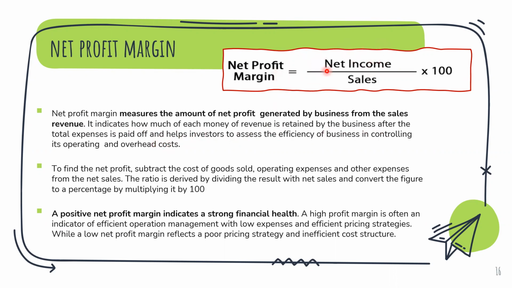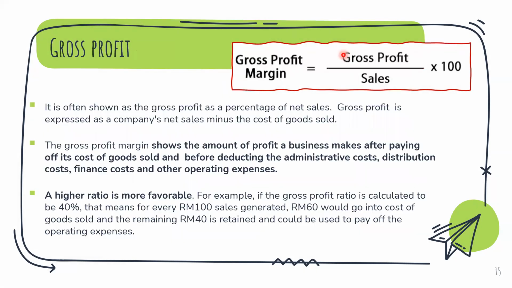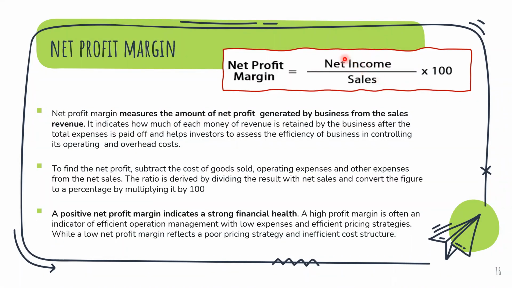As you can see, the formula is more or less the same as gross profit, except that under gross profit, we measure the amount of gross profit upon the net sales. But for net profit, we will measure the net income. The net income here refers to the net profit. So to find the net profit, we will subtract the cost of goods sold, the operating expenses, and other expenses from the net sales.